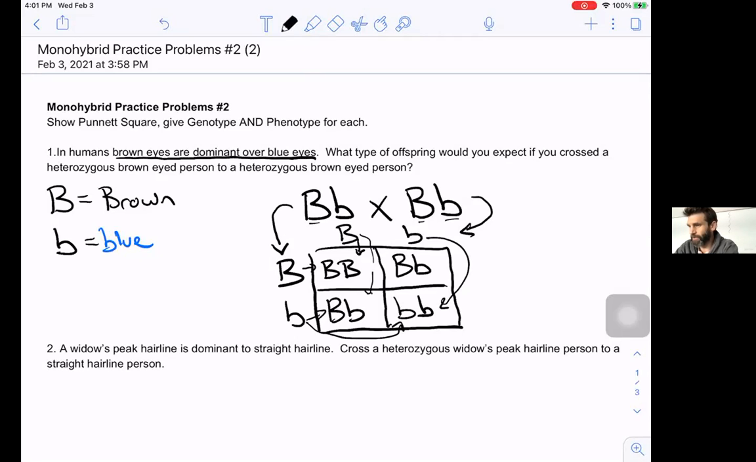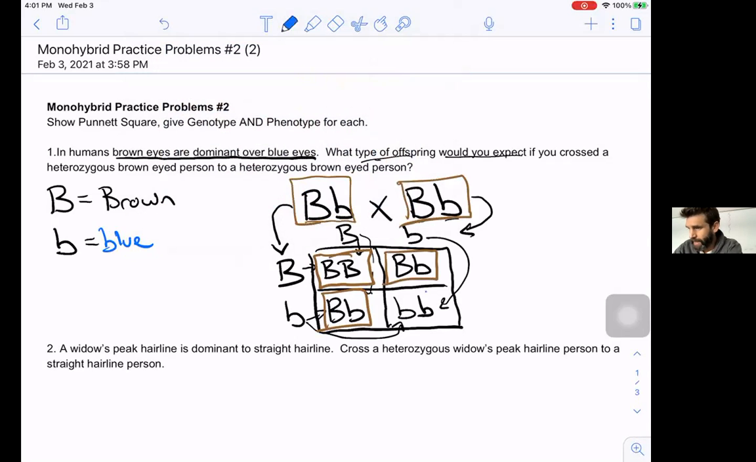What type of offspring would you expect? This is kind of a weird question. Well, if we gave our possible genotypes, we would see this one would be brown-eyed, homozygous dominant. Heterozygous would be brown eyes. This heterozygous would be brown eyes. And just remember, both of the parents would have had brown eyes.